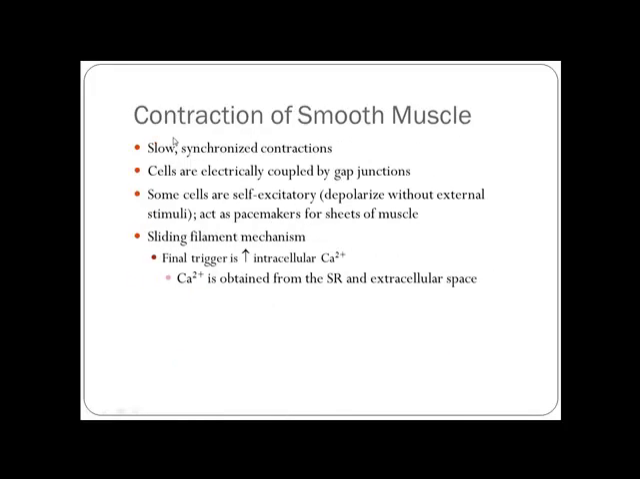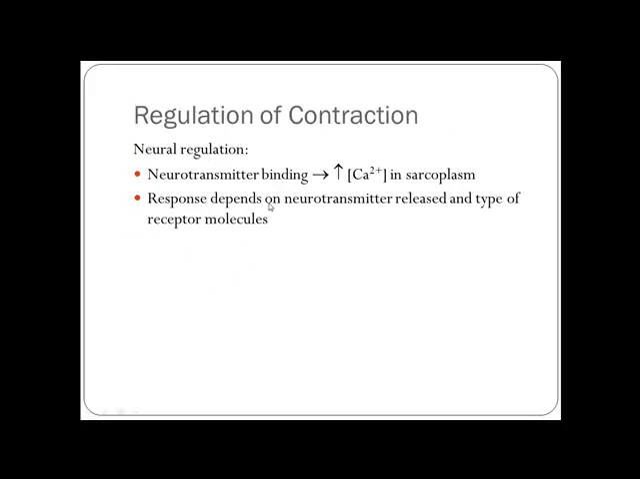Okay, with smooth muscle, it will contract slowly. The muscles are going to be electrically coupled by gap junctions, so it will have a nice rhythmic contraction, and some of them will be self-excitatory. When I think of this, I'm thinking of the heart. All right, with regulation of contraction, if we have increased neurotransmitters, that means increased contraction. That's the gist of it. Increased acetylcholine in our skeletal muscle means increased contraction. Same thing here.